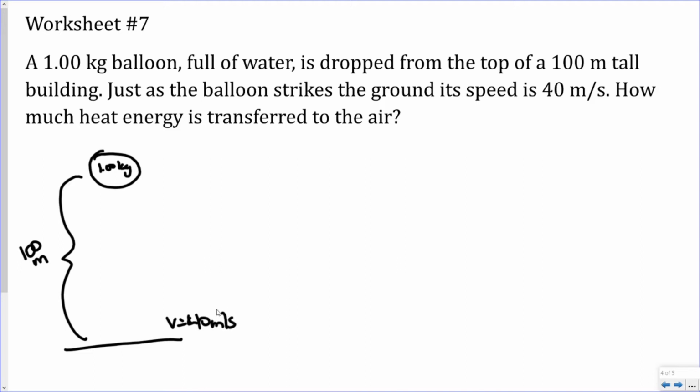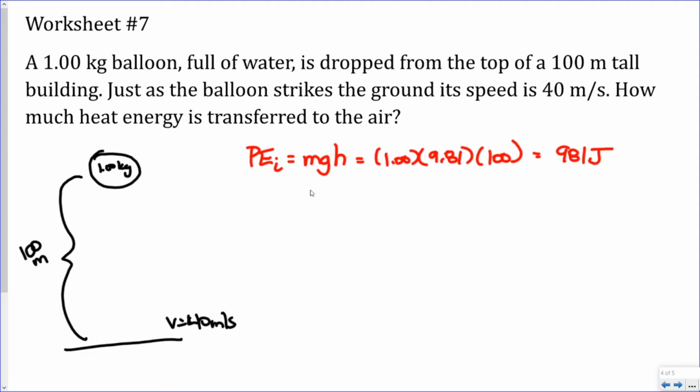Okay, so let's look at this. Let's break this up into 2 different parts. Let's calculate the energy before and the energy after, and we can compare those. We know our potential energy initial is mgh. So the mass was 1.00, g is 9.81, and the height is 100. That gives us 981 joules.